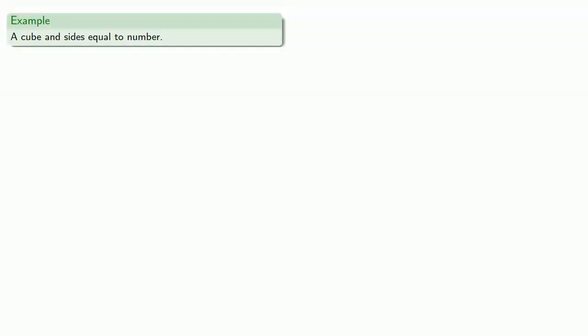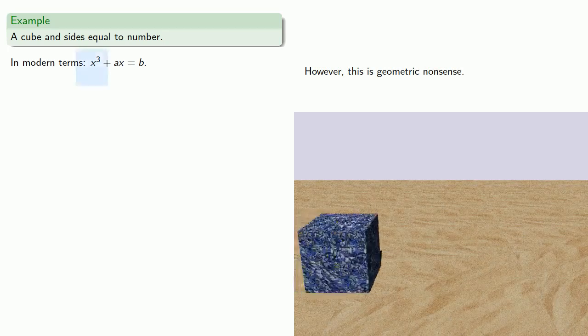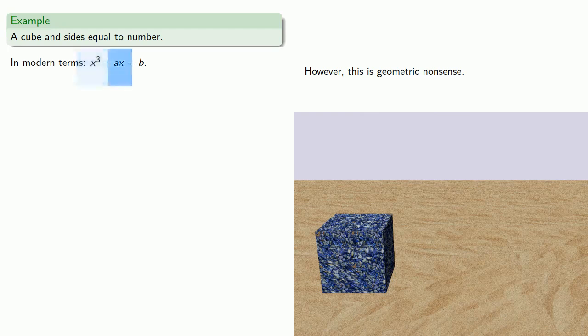So let's take a look at some of Al-Khayyami's solutions to cubic equations. So we might take a look at a cube and sides equal to number. In modern terms, we might read this as x cubed plus ax equals b. However, this is geometric nonsense. This is saying we have a cube, a solid object, plus a bunch of segments equal a number.